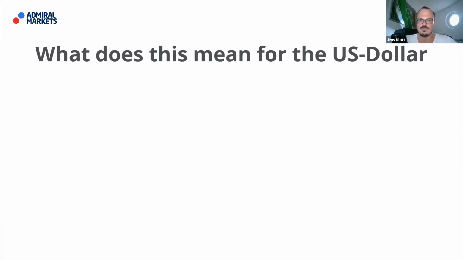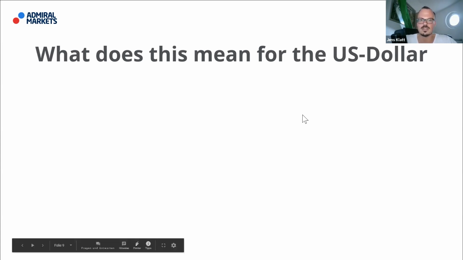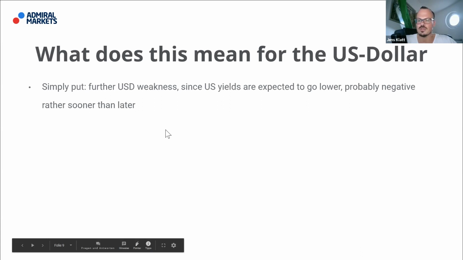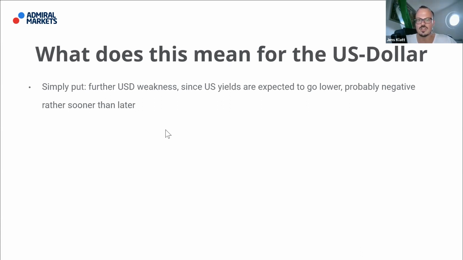So that means for the US dollar, simply put, we should expect further USD weakness, since US yields are expected to go lower. And just have a look at the current 10-year US Treasury yields. You probably have seen that. Several weeks ago, months ago, we initially started, that was also brought up and potentially led to this parabolic rise in the gold price, but also in silver, for example.